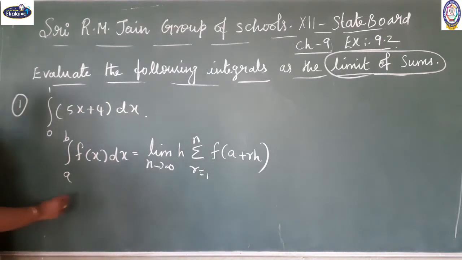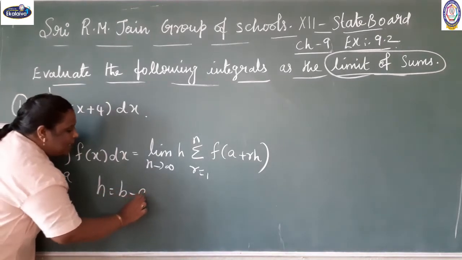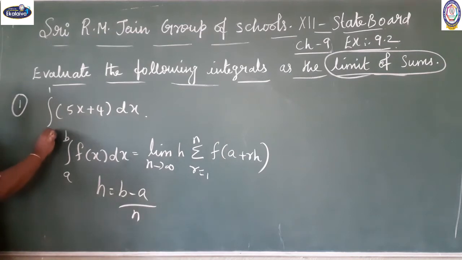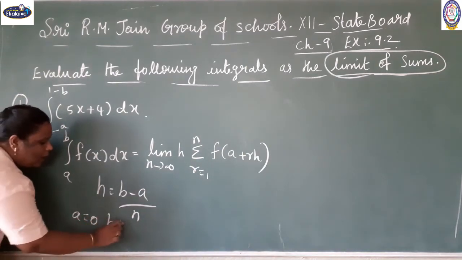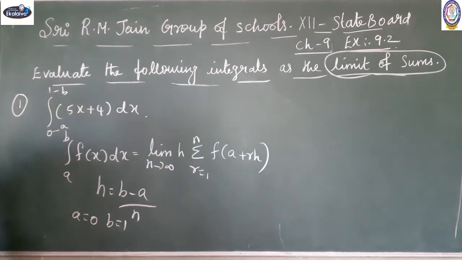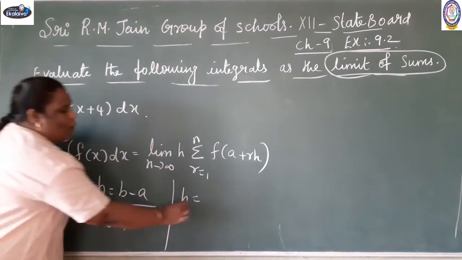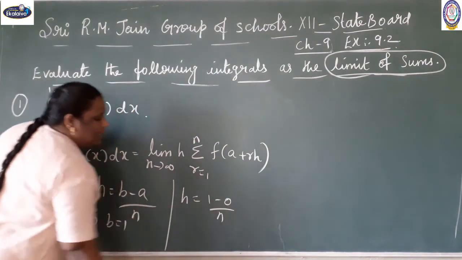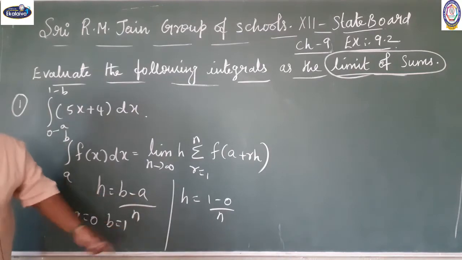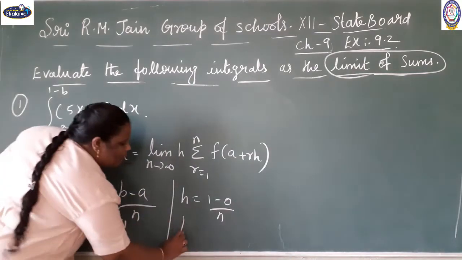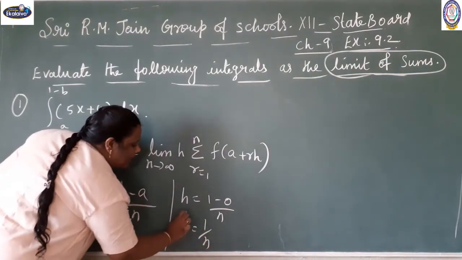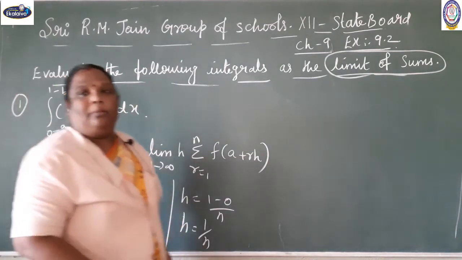What is that h? h is nothing but b minus a by n. This is the value of a and this is the value of b. Integral a to b. What is the value of a here? a equal to 0 and b equal to 1. So h equals 1 minus 0 by n, so h equals 1 by n.